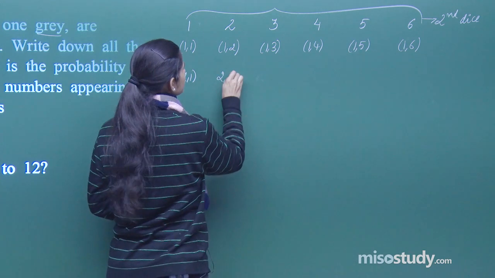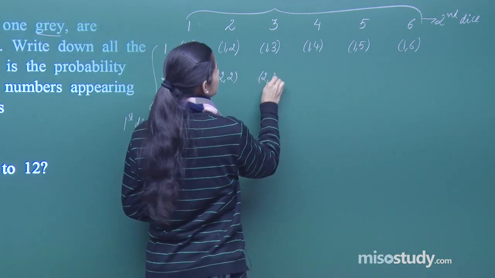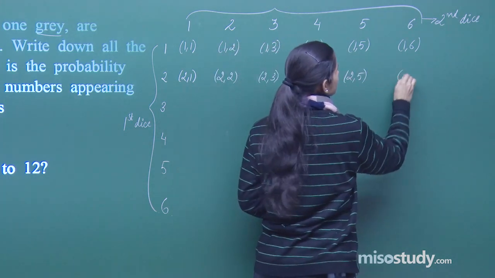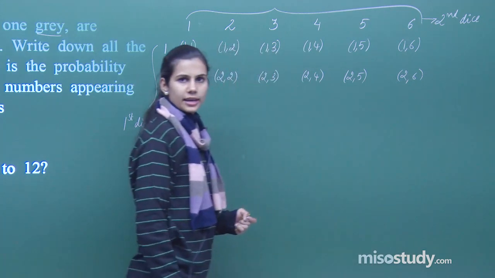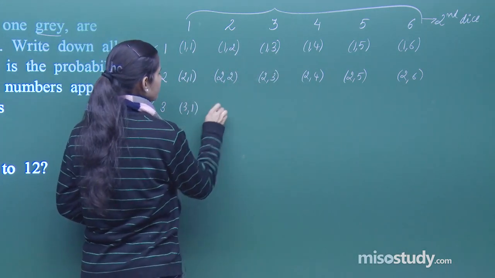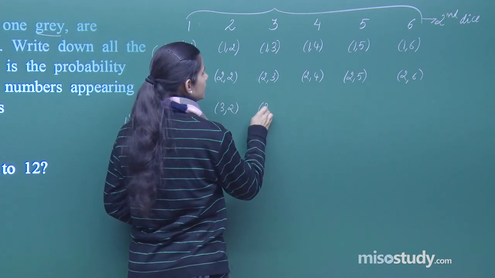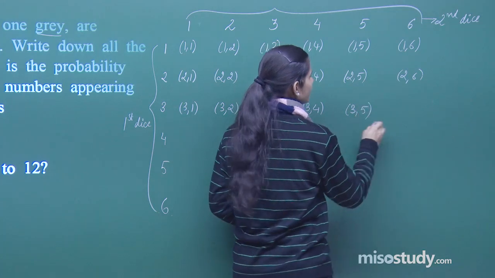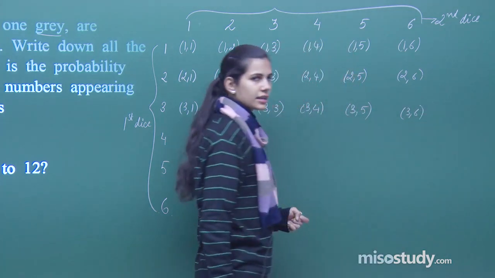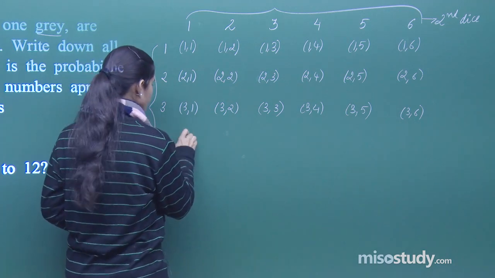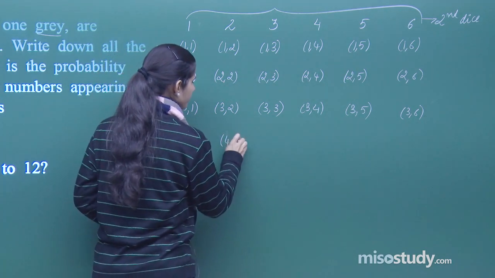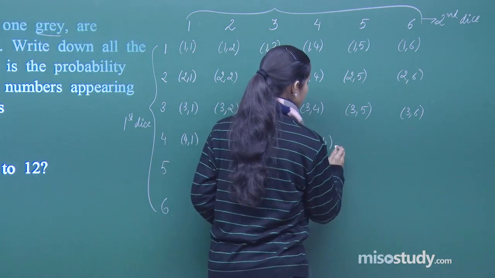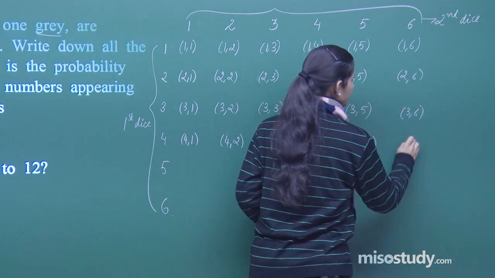Fine. 2 on the first die, 2 on the second die. 2 on the first die, 3 on the second die. 2 on the first die, 4 on the second die. 2 on the first die, 5 on the second die. 2 on the first die, 6 on the second die. Or you can get 3 on the first die, 1 on the second; 3 and 2; 3 and 3; 3 and 4; 3 and 5; 3 and 6. Or you can get what? 4 on the first, 1 on the second die; 4 and 2; 4 and 3; 4 and 4; 4 and 5; 4 and 6.